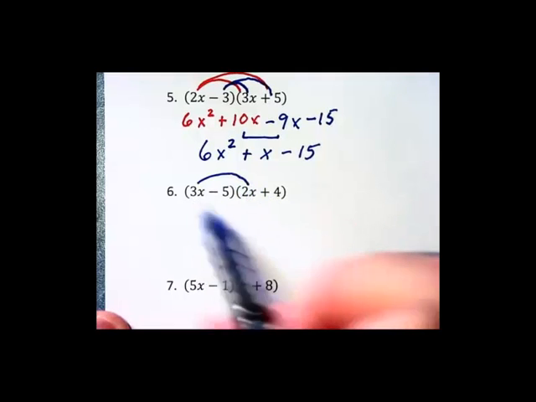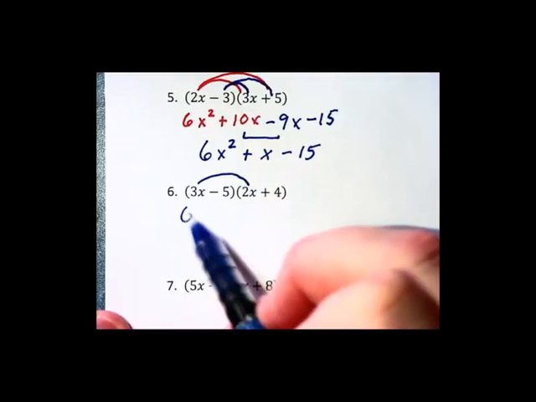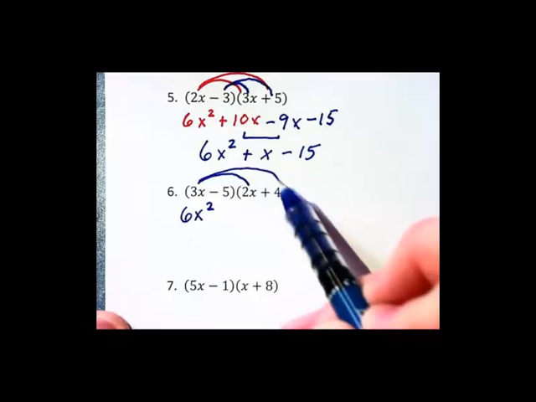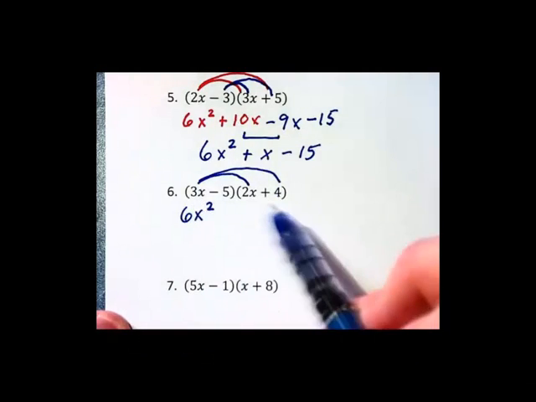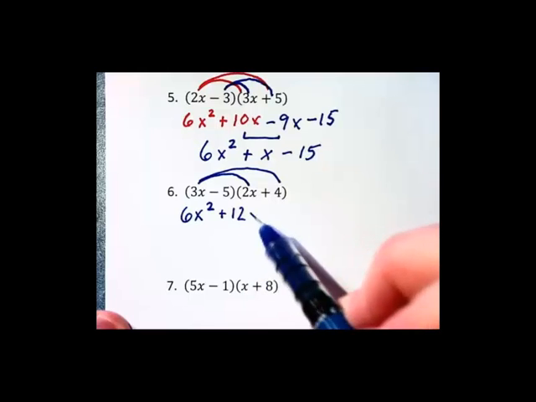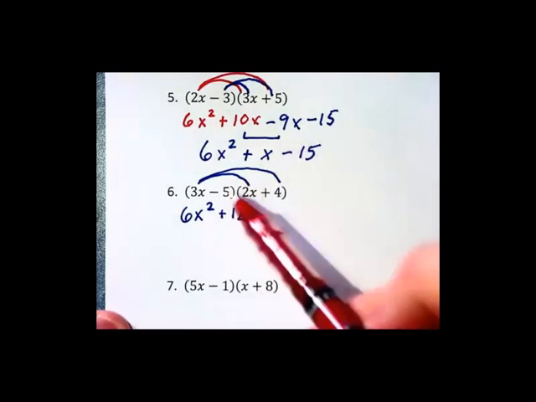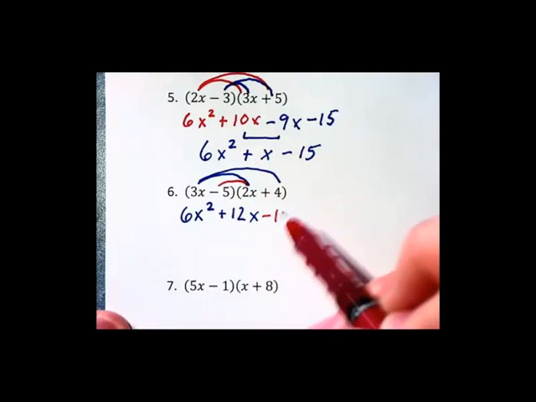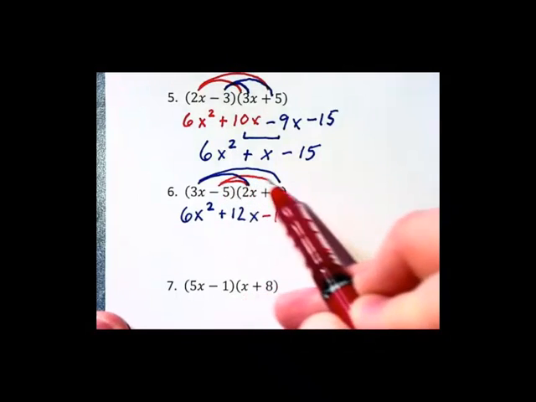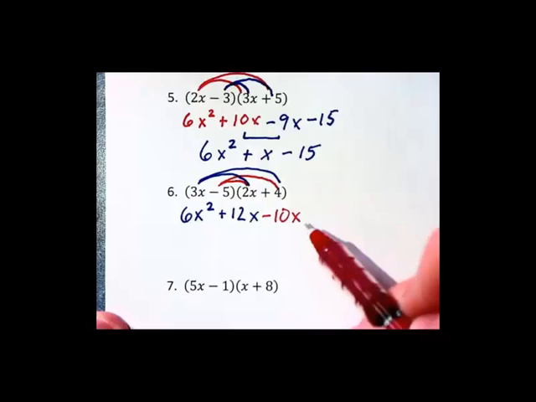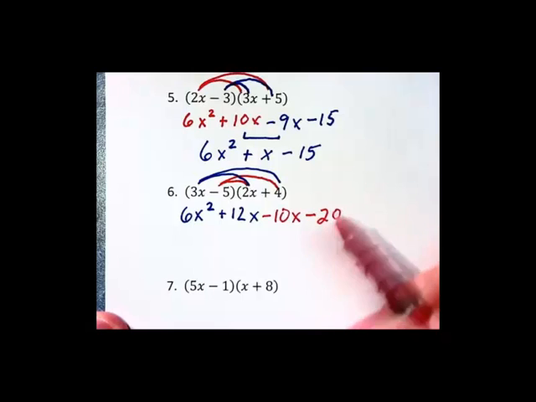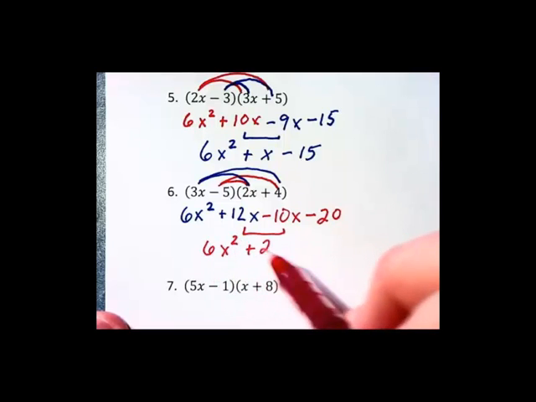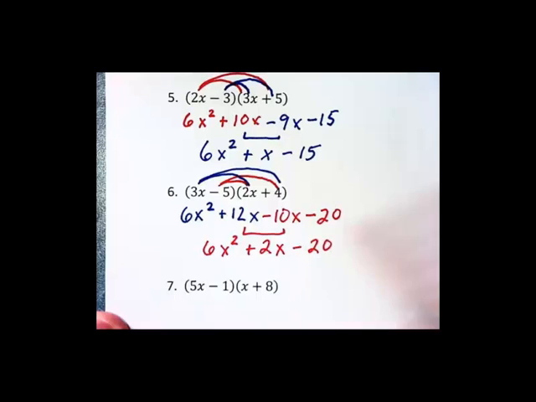First part of FOIL, the 3x times the 2x, the first thing in each parentheses, multiplies together to give us 6x squared. We would then multiply the outer terms, the things on the far left and the far right. That's the 3x times the 4, giving us 12x. Switching colors here, we're going to multiply the negative 5 times the positive 2x for the inner term, giving us negative 10x. And finally, negative 5 times positive 4, the L part, the last part of each parenthesis, giving us negative 20. Combining these middle terms together, we now have 6x squared plus 2x minus 20.